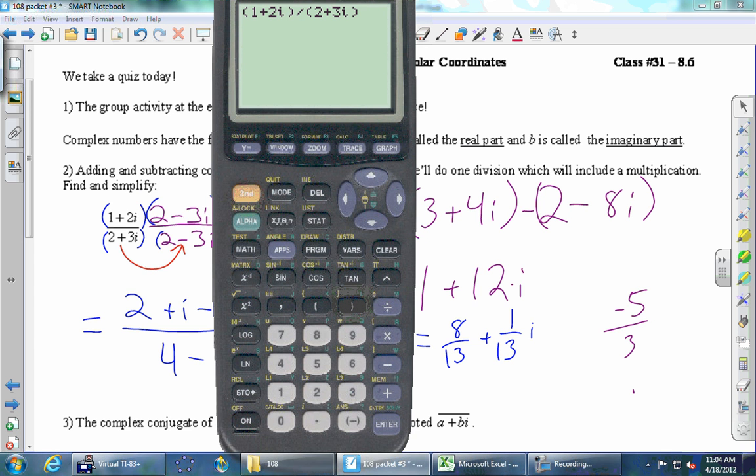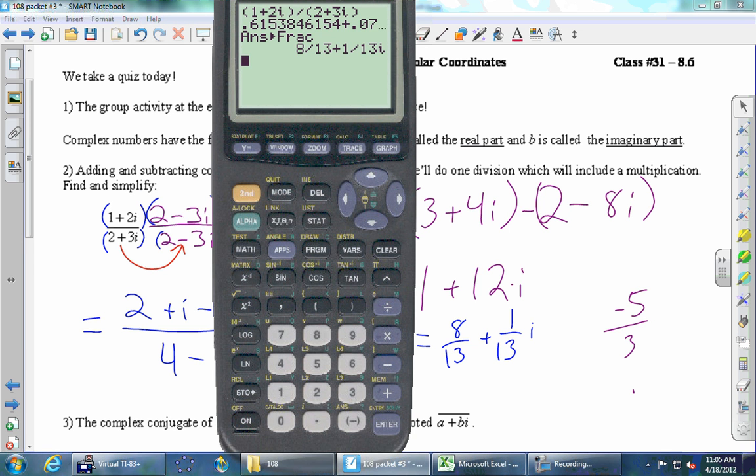And we're going to get some crazy looking decimals. But guess what fraction is equal to 0.6153, blah, blah, blah. That's going to be 8/13. You don't have to take my word for it. How do you get the calculator to convert decimals to fractions? It's inside of math. Very first option is fraction. Enter, enter. 8/13 plus 1/13 i. Good. Calculator can handle complex arithmetic.